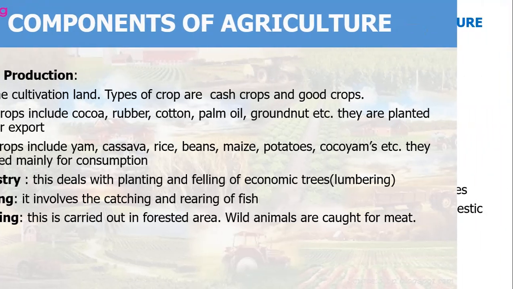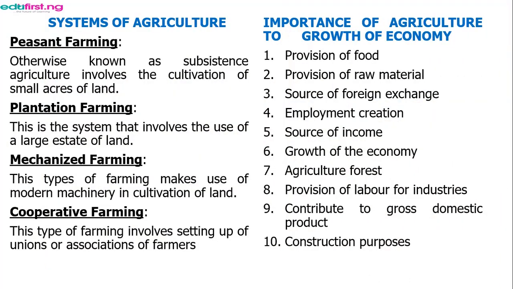Now we move to the systems of agriculture that we have. We have four systems: peasant farming, plantation farming, mechanized farming, and cooperative farming. Peasant farming, otherwise known as subsistence agriculture, involves the cultivation of small acres of land, while plantation farming is a system that involves the use of a large estate of land. Mechanized farming is the type of farming that makes use of modern machinery in the cultivation of land, and cooperative farming is the type of farming that involves setting up unions or associations of farmers.